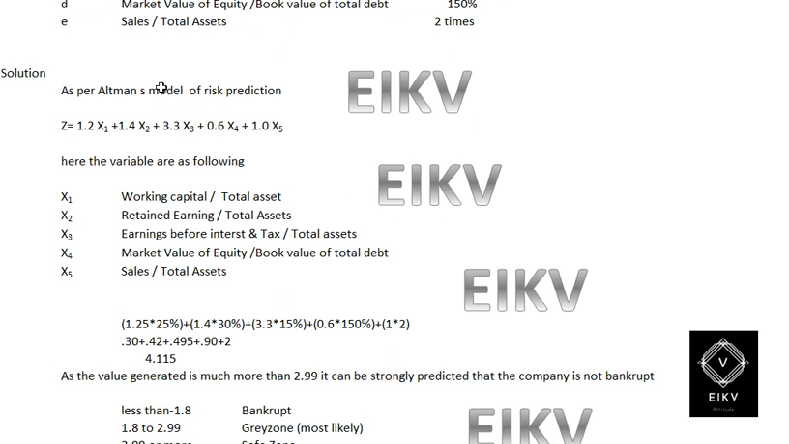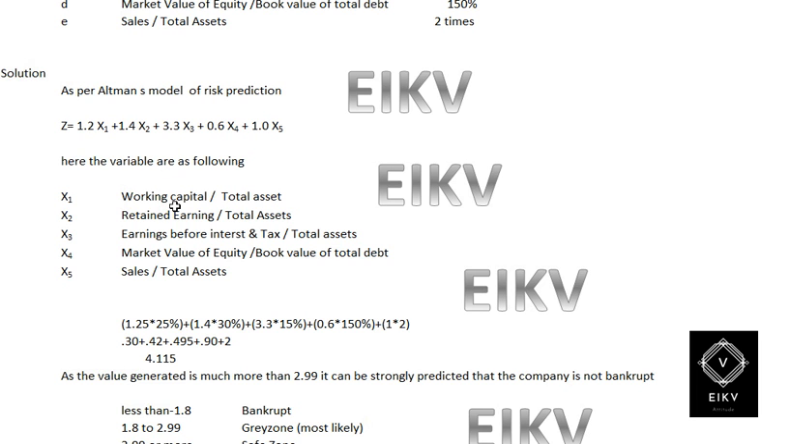Therefore, as per the Altman's risk prediction method, we have a formula: Z-score is equal to 1.2 X1 plus 1.4 X2 plus 3.3 X3 plus 0.6 X4 plus 1 X5. So this is the formula of the Altman model. You need to study this formula as well as the ratio formulas.